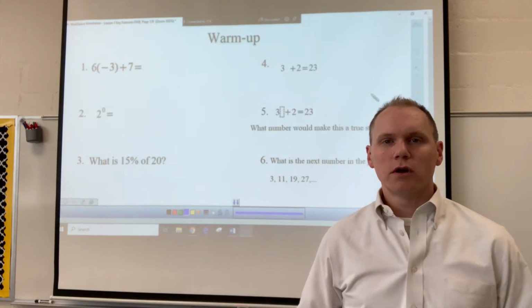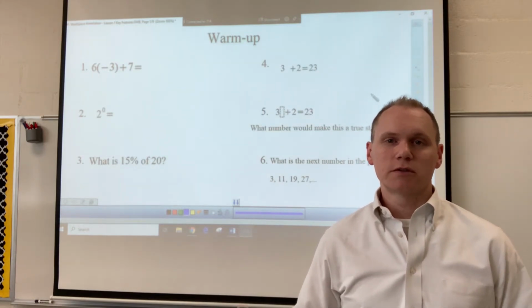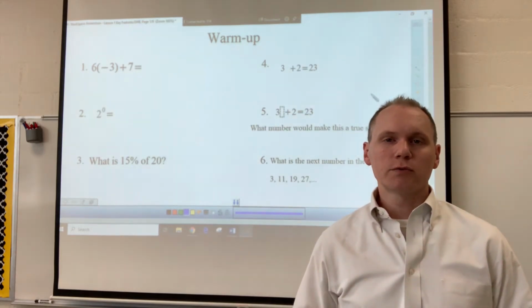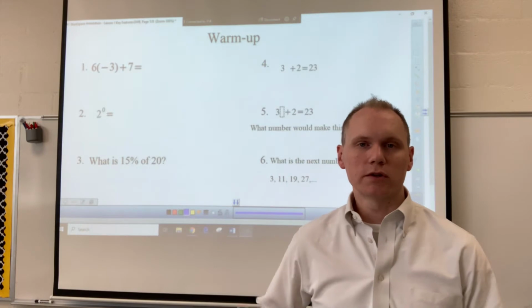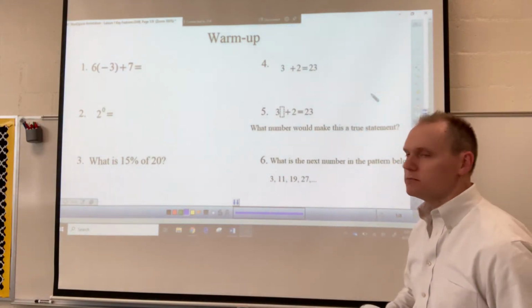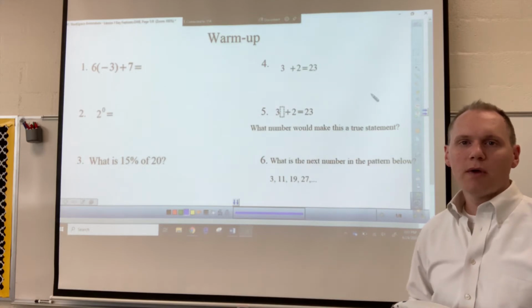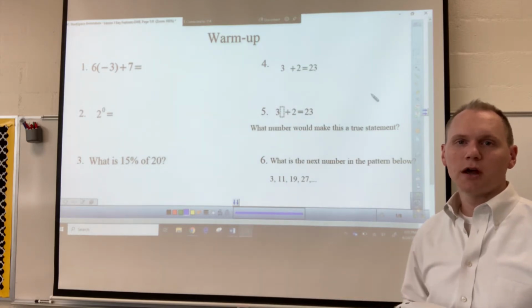So we're going to focus today on function types, and the various function types and their key characteristics. But first, before we do that, let's get into our warm-up for today. So if you would, take a few moments to see if you can solve these 6 problems. Keep in mind, mental math can be used for a lot of these, so try and do your best.